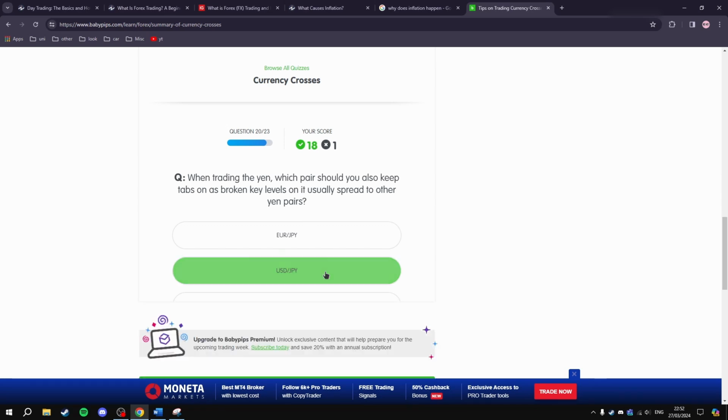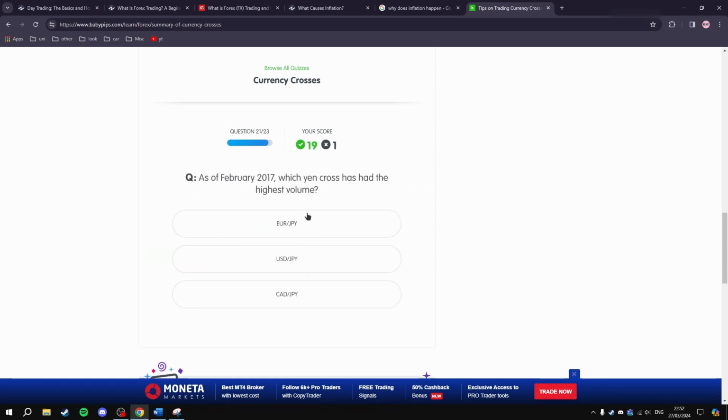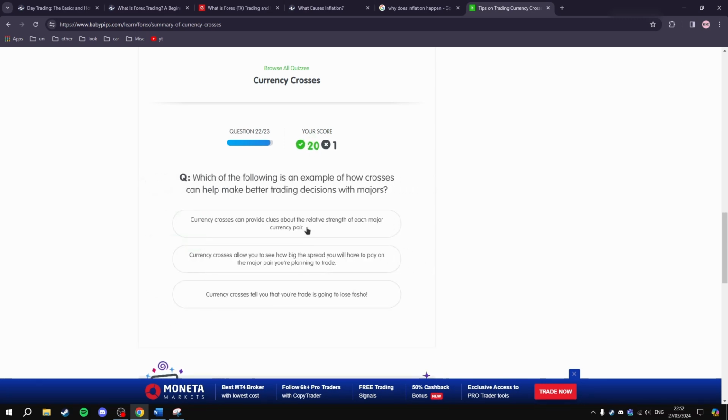USD JPY. As of February 2017, which yen cross has the highest volume? Euro JPY, isn't it? Yeah. From the Triennial reports.